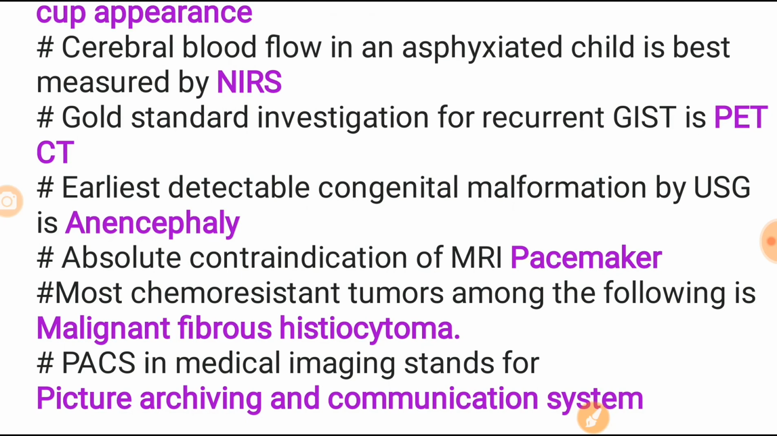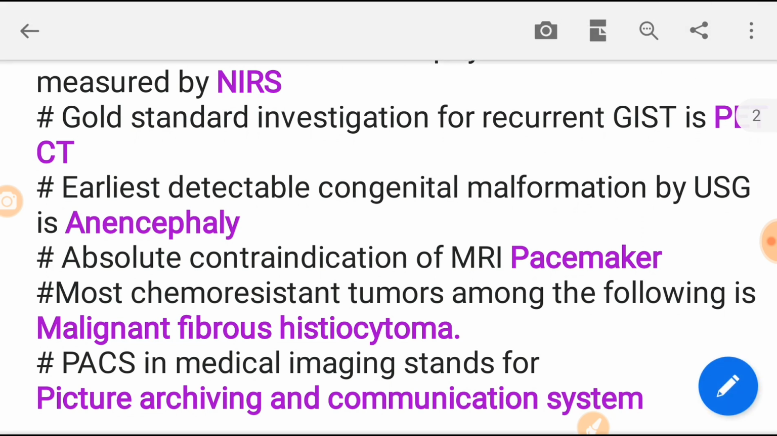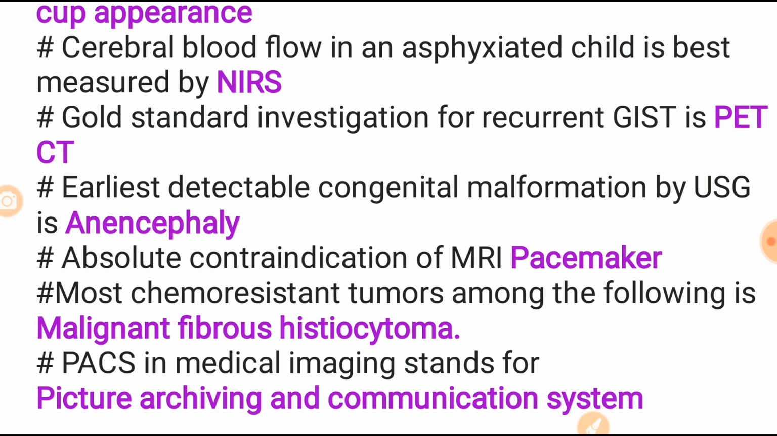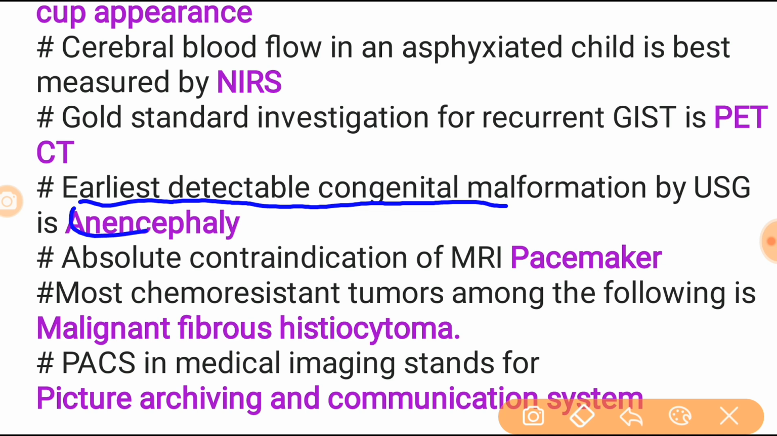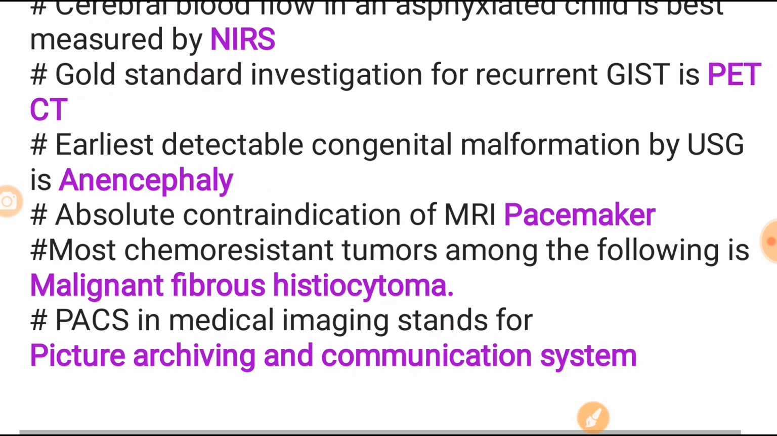Gold standard investigation for recurrent GIST is PET scan. GIST, PET. Earliest detectable congenital malformation by USG is anencephaly. Always remember this in favor of your answer. That means the earliest detectable congenital malformation will be anencephaly.